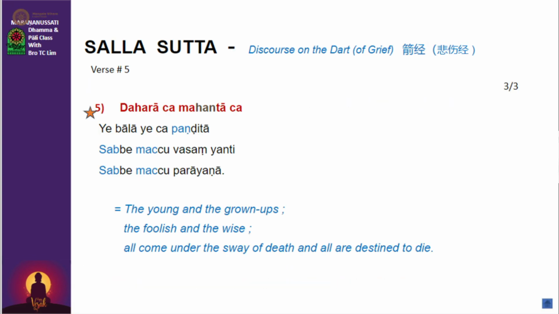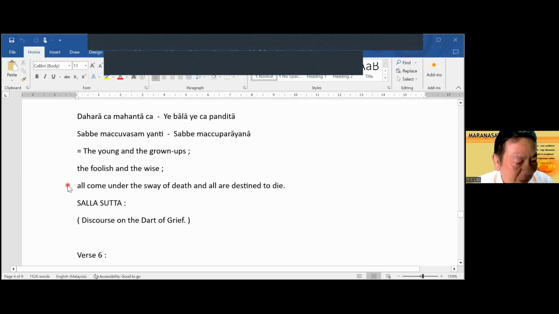So the whole full verse 5: Dahara cha mahanta cha ye bala ye cha pandita, sabe machu vasang yanti, sabe machu parayana. The young and the grown-ups, the foolish and the wise, all come under the sway of death and all are destined to die. Verse 6.